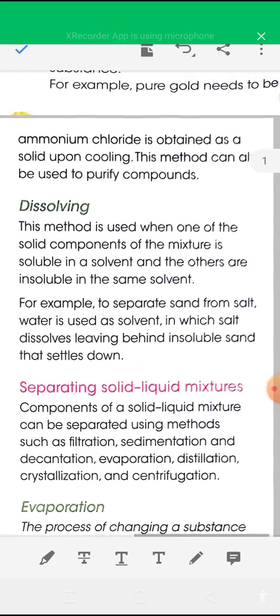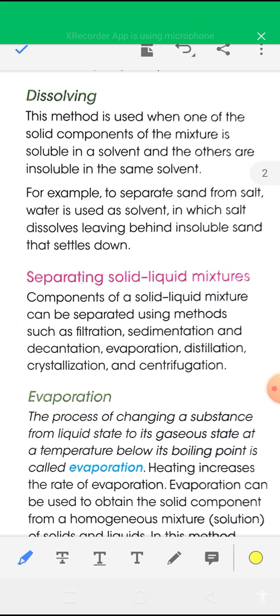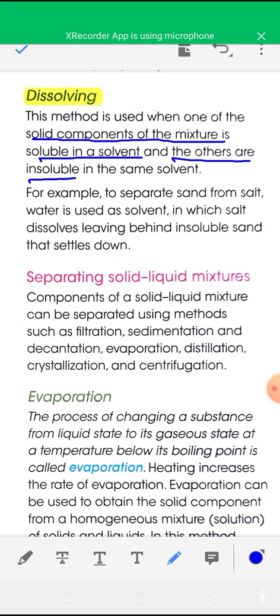Next method is dissolving. Next method of separation of components of a solid mixture. This method is used when one solid component of the mixture is soluble in a solvent and the others are insoluble in the same solvent. This is the basic principle of this method. Using this method, you can separate a mixture of sand and salt, because salt is water soluble and sand is insoluble in water. So using the dissolving method, you can separate a mixture of sand and salt.